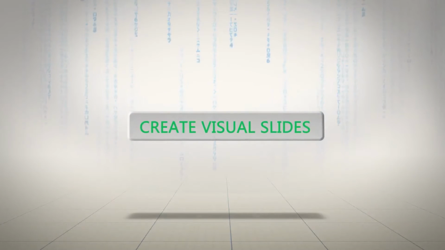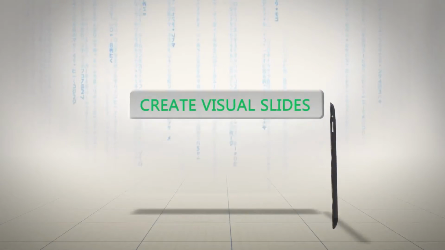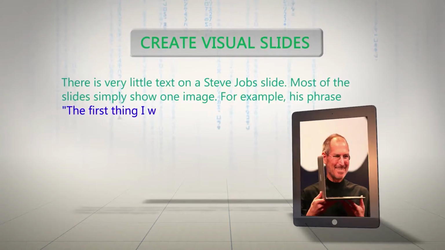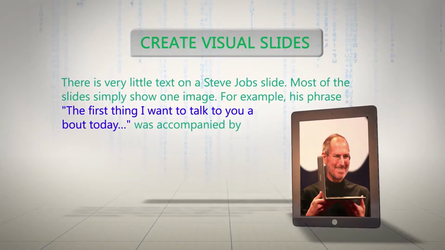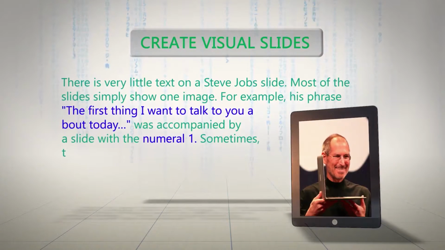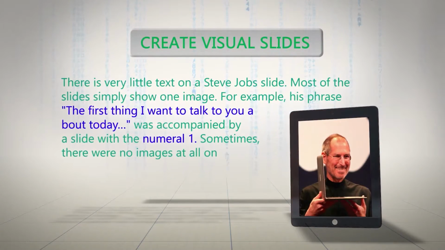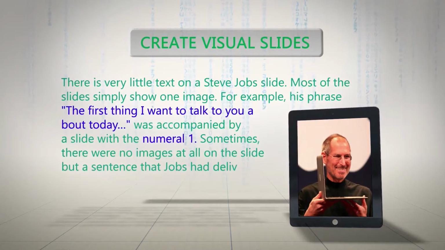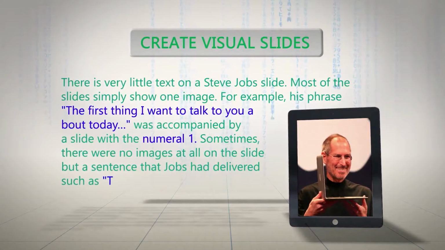Number 6, create visual slides. There is very little text on a Steve Jobs slide. Most of the slides simply show one image. For example, his phrase, "The first thing I want to talk to you about today," was accompanied by a slide with the numeral 1.